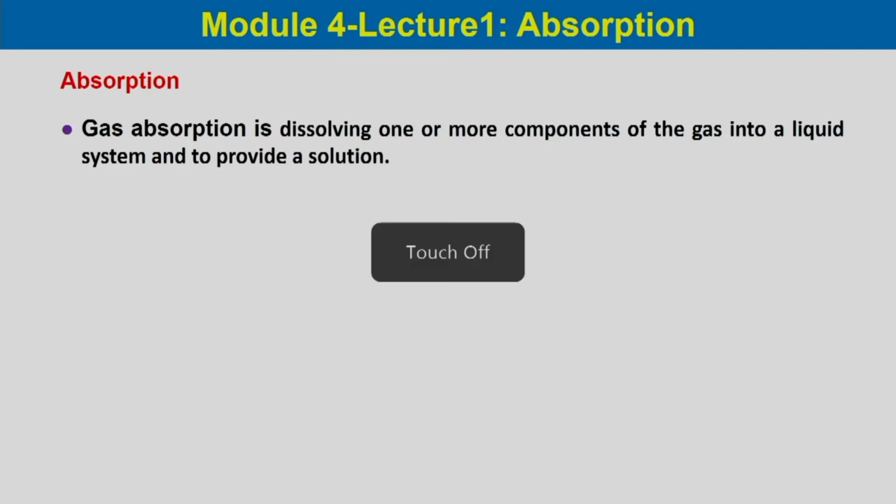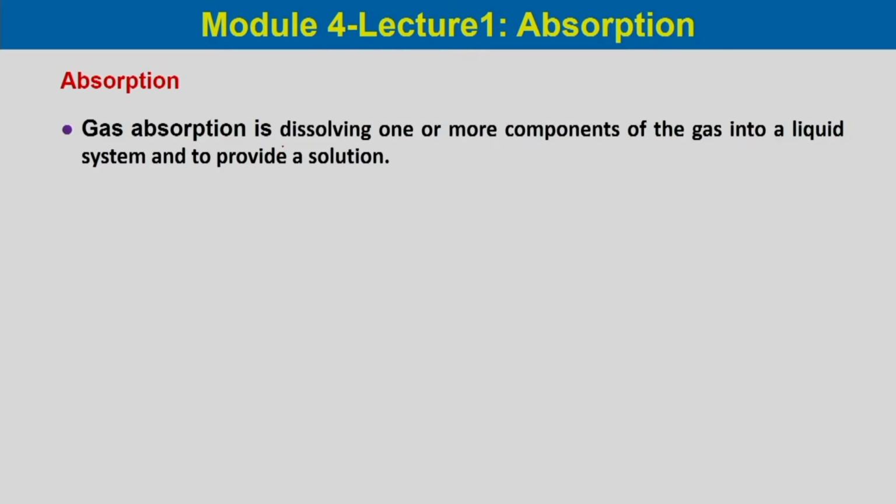So, basically if we have a mixture of gases or a one component system and we want to make a solution of it, or we have a two or more component system where we would preferentially separate certain components, what we do is dissolve the components of the gas into the liquid system and then provide a solution of it.